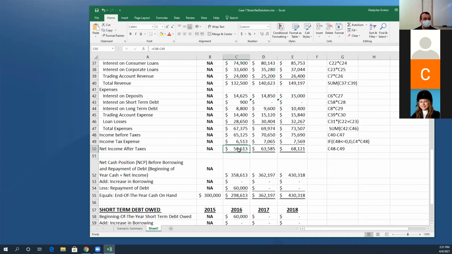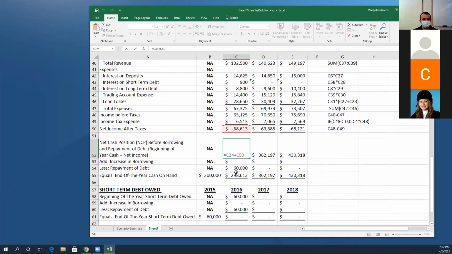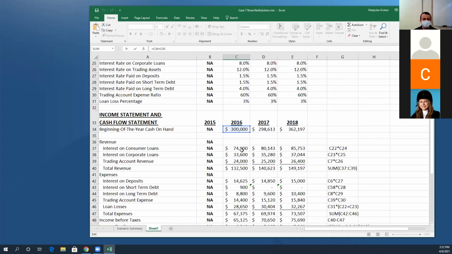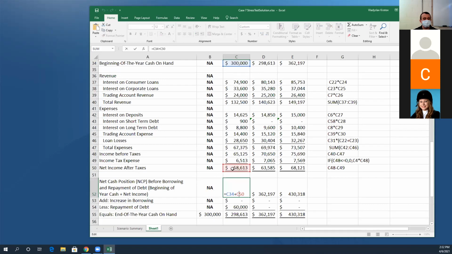Again, this is income on paper. We need to translate it to the cash position. So this is how it works. Let's start calculating our cash position. Our net cash position before borrowing and repayment of debt equals C34 plus C50. So this is your beginning of the year cash on hand. This is C34 plus net income after taxes.